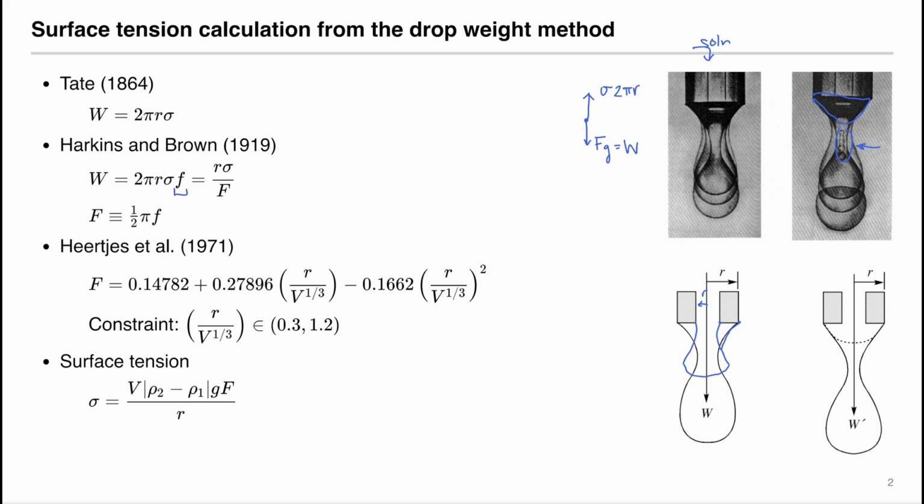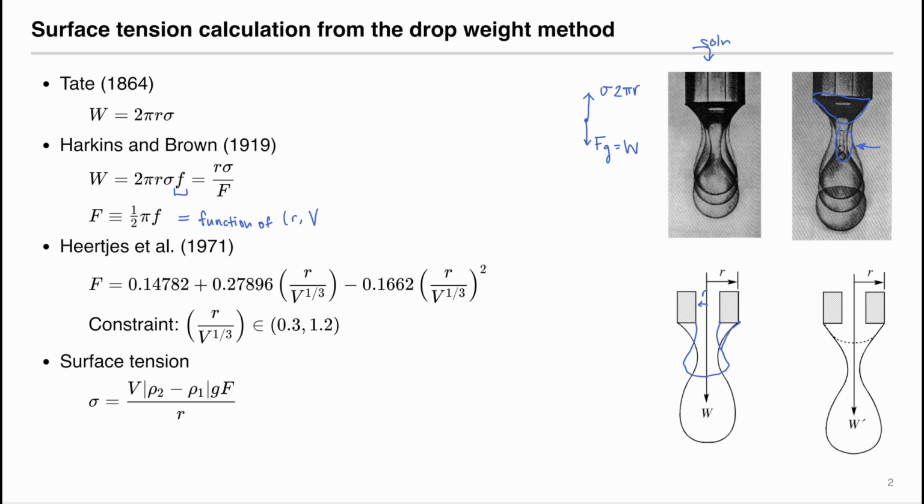This correction factor is usually a function of r and V, which are the radius of the nozzle and the volume of the droplet. In 1971, a correlation for the correction factor was proposed, where we have this whole equation. If we know r and V, then we can know the correction factor. Usually r divided by V to the 1/3 is within the range of 0.3 to 1.2.